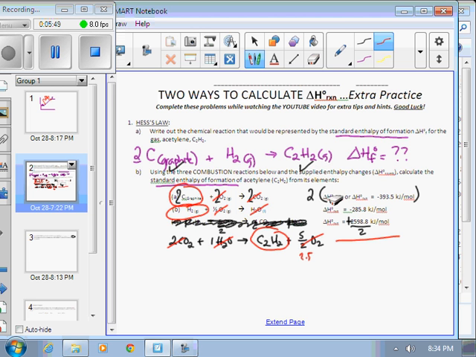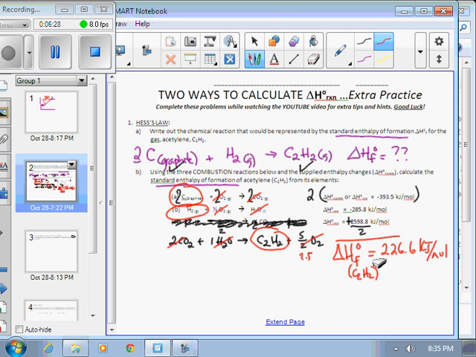All right, from here, it's just a matter of adding this up on your calculator. So 2 times a negative 395.5, or sorry, 293.5, plus negative 285.8, plus 2,598.8 divided by 2. If you did all that correctly, you should be getting an answer of 226.6 kilojoules per mole. And very important, what would be the label for that? That's a delta H of formation standard for that acetylene. Okay, so it's the amount of energy in this case absorbed in order to make 1 mole of C2H2.